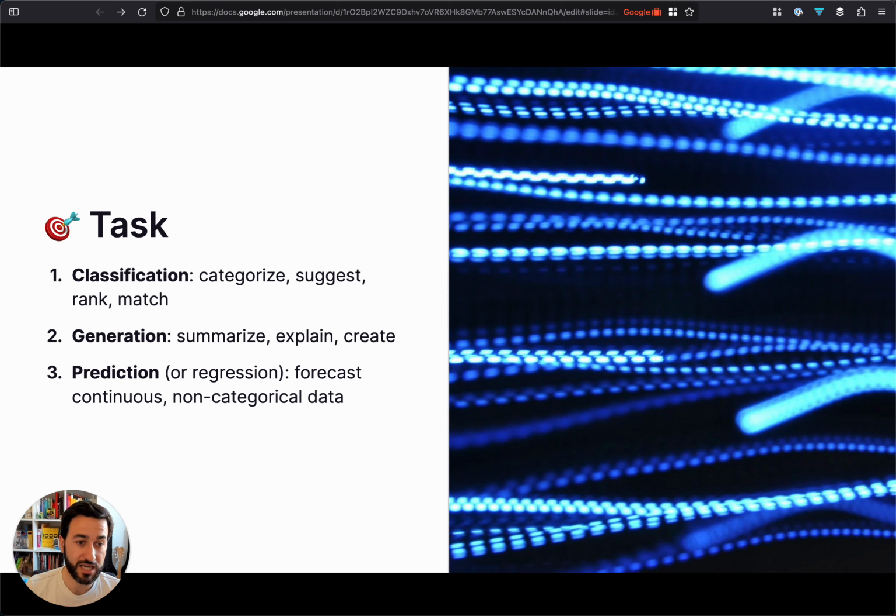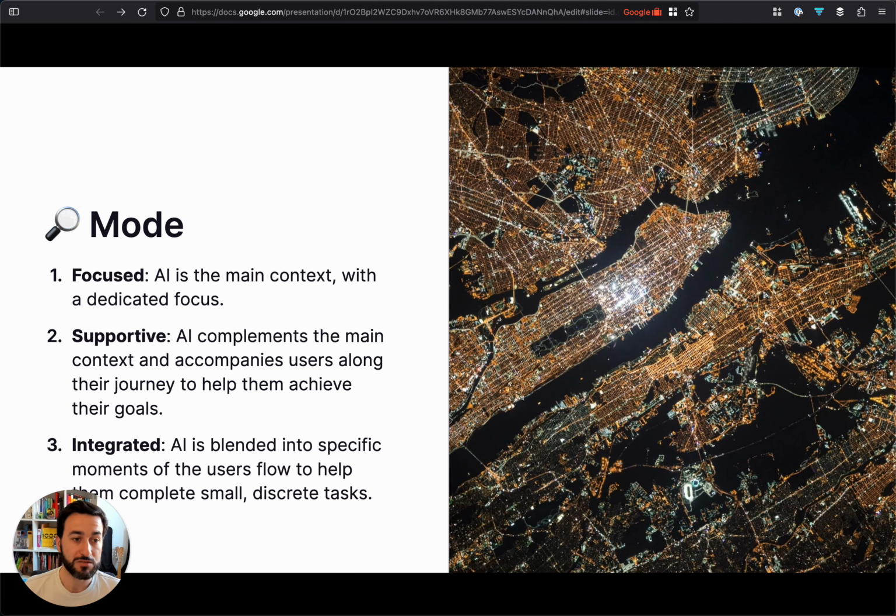So classification, categorize, suggest, rank, match. Generation, what everyone's talking about with generative AI. Summarize, explain, create. And also prediction or regression, which is about forecasting continuous non-categorical data like numerical values. And finally, we have the mode. So I think this would be probably the most helpful to understand all of the patterns that we've identified so far.